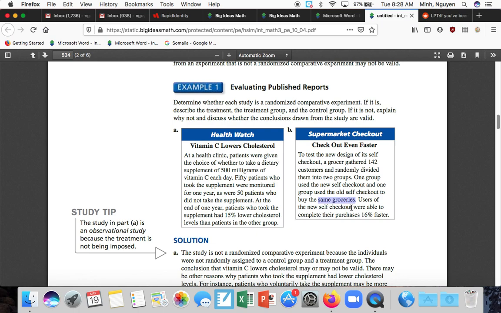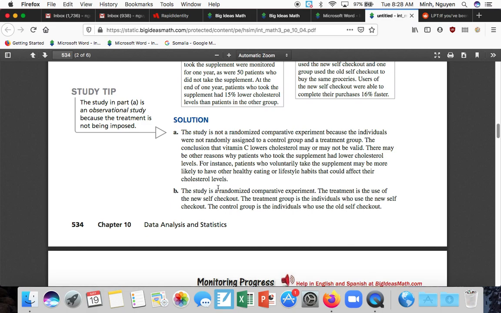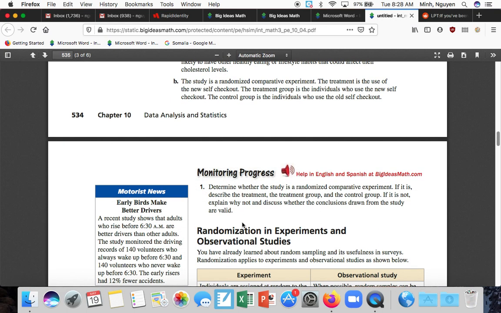Users of the new self-checkout were able to complete their purchases 16% faster. So they're randomly assigned, and then you're comparing. So, yep. It is a randomized comparative experiment.